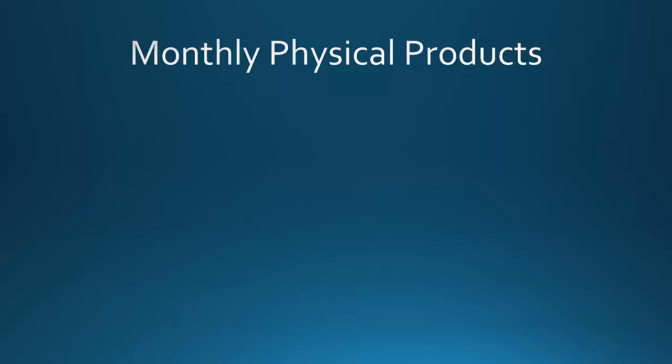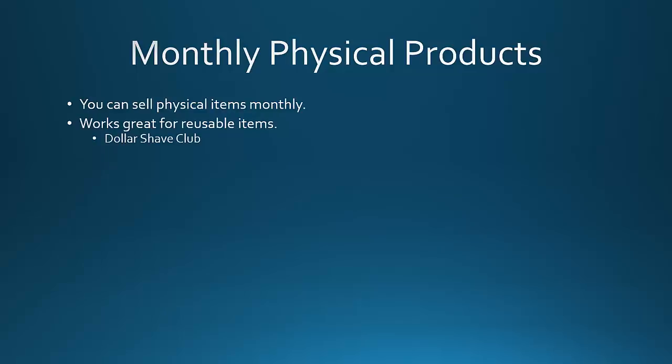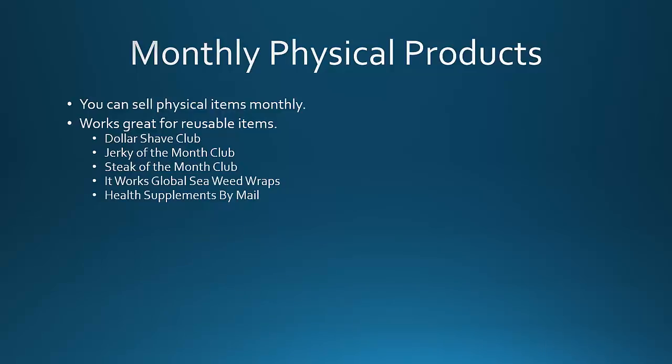Monthly physical products. You can sell physical items monthly. It's not just downloadable digital products. You can have memberships where you actually sell physical items. It works great for reusable items like Dollar Shave Club, Jerky of the Month Club, Steak of the Month Club. It works for seaweed wraps, health supplements by mail. Get a unique supplier for these things if possible.